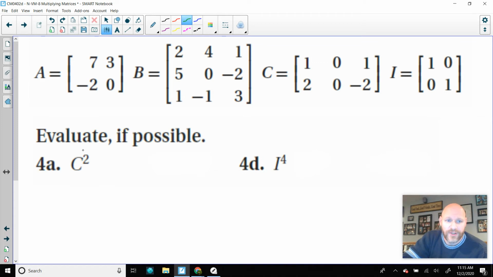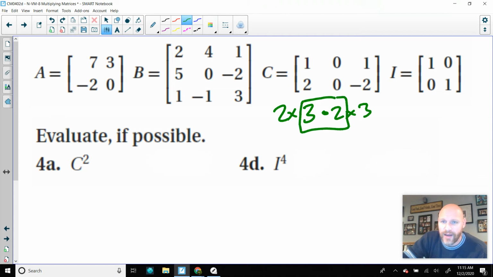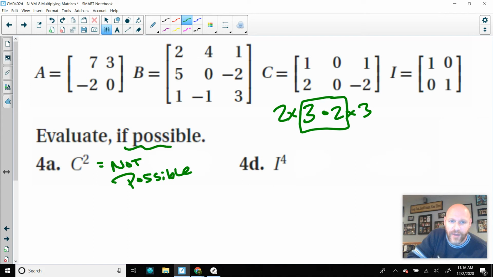So now they're looking for C squared, and when you look at C, it is a 2x3 matrix. There are 2 rows and 3 columns. So if I multiply a 2x3 matrix to a 2x3 matrix, the numbers in the middle do not match up. So this particular one is not possible. And they even give you the option by saying, evaluate it if it's possible, and this one is not possible. However, I to the power of 4, this is kind of silly.